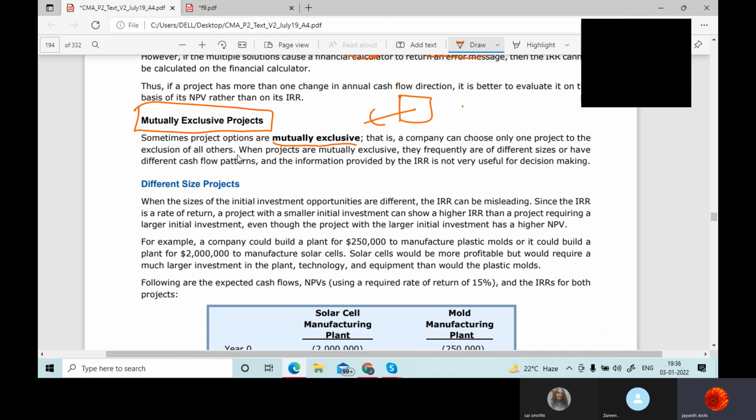So sometimes project options are mutually exclusive. That means out of two, you have to select one. There can be many reasons: capital constraint, that means you have less capital. You cannot select 5 projects. You can take one at a time. That is, a company can choose only one project to the exclusion of all others. When projects are mutually exclusive, they frequently are of different sizes or have different cash flow patterns, and the information provided by IRR is not very useful for decision making. See how.